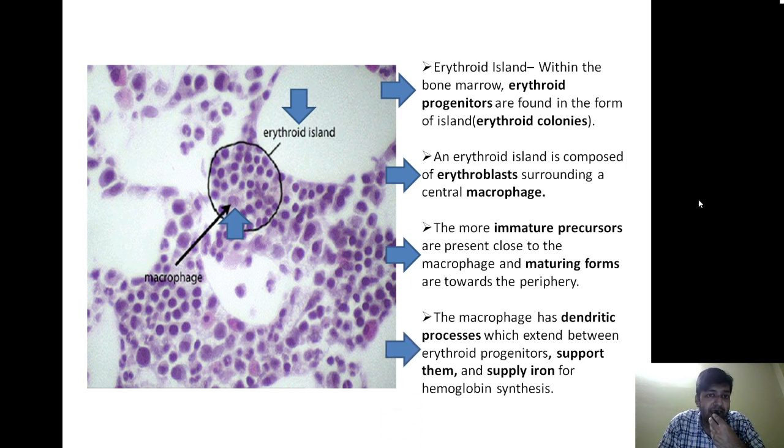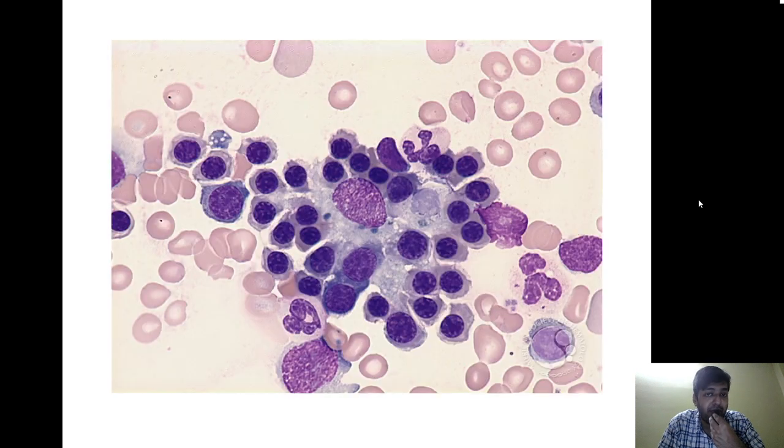Now these macrophages have certain dendritic processes which extend between the erythroid precursors, and they are basically providing support to the erythroid cells, and they are supplying iron for hemoglobin synthesis within the erythroid cells. So basically these macrophages are providing support and growth to these immature erythroid precursors.